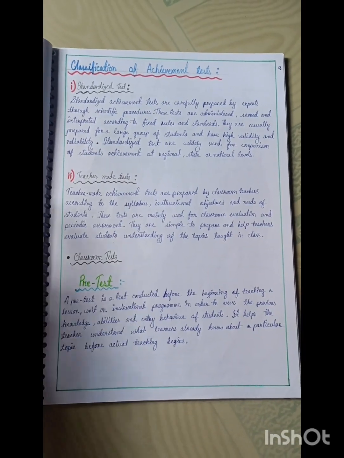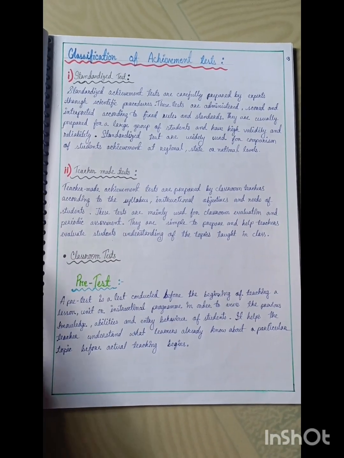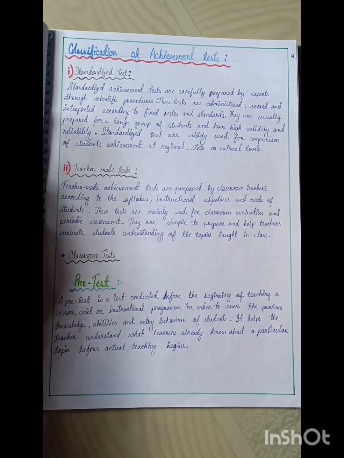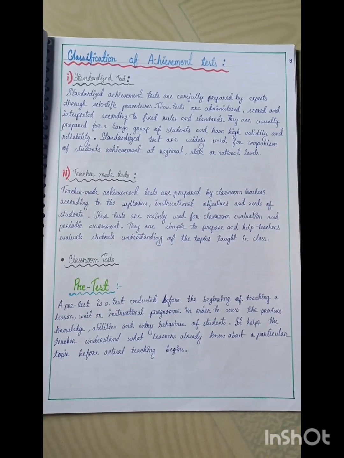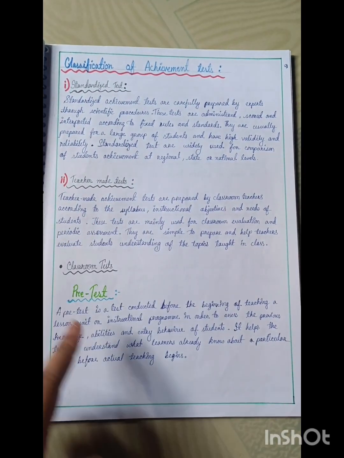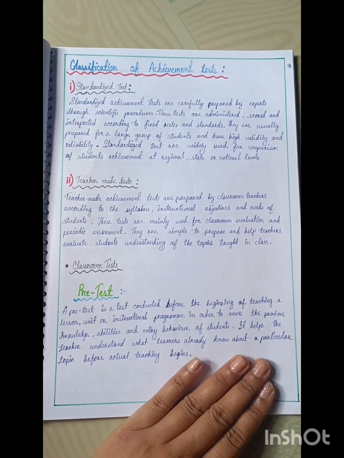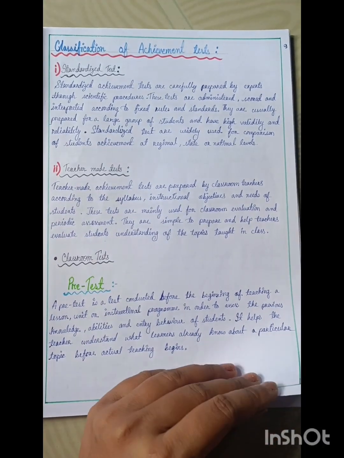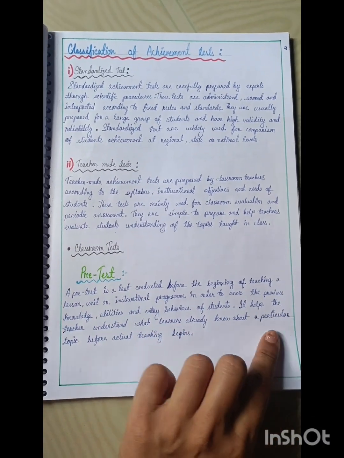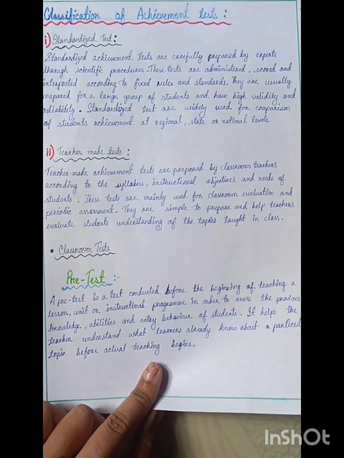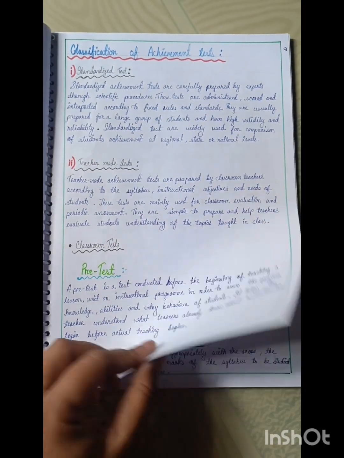So objectives of achievement test also you can see in my video. Okay, after that, classification of achievement test, how we can classify. So there are two types of test: standardized test and teacher-made test. So classroom tests are pre-tests. So first we'll prepare pre-test blueprint and weightage tables. So this is about pre-test. We will write a brief description about pre-test.